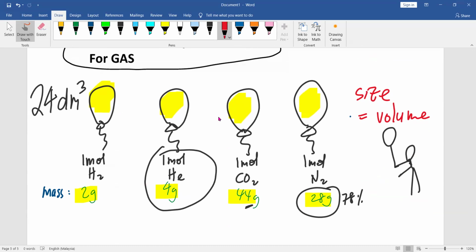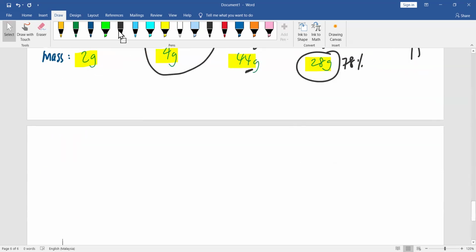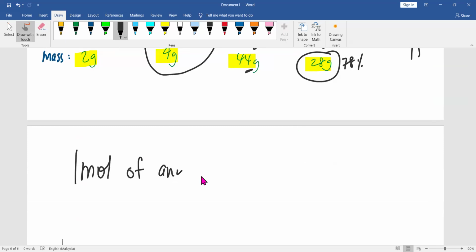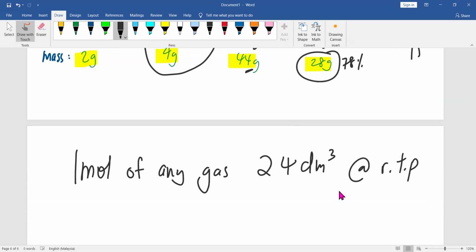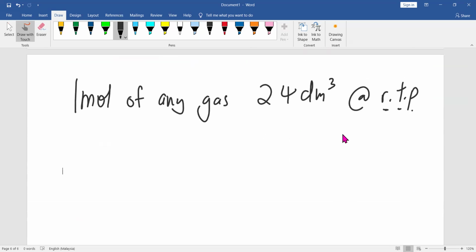So the balloons are all exactly the same size because gases follow this concept. This concept was also discovered by Avogadro, in case you're wondering. 1 mole of any gas is 24 decimeter cube at room temperature and pressure. You only learn room temperature and pressure in IGCSE. In SPM, you will learn standard temperature and pressure as well.